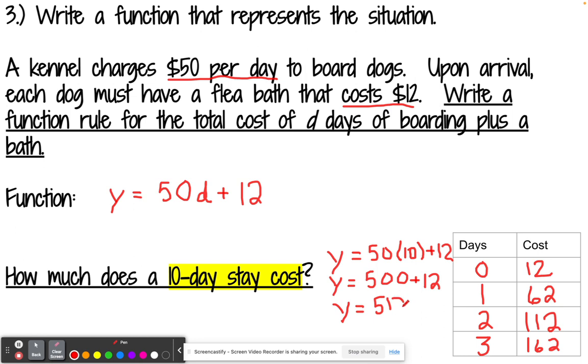So it says, how much does it cost for a 10-day stay? It's going to cost $512. Notice when I write my tables and things, I usually don't put my dollars in there. You can. I try to keep them a little cleaner, but it is part of my answer.